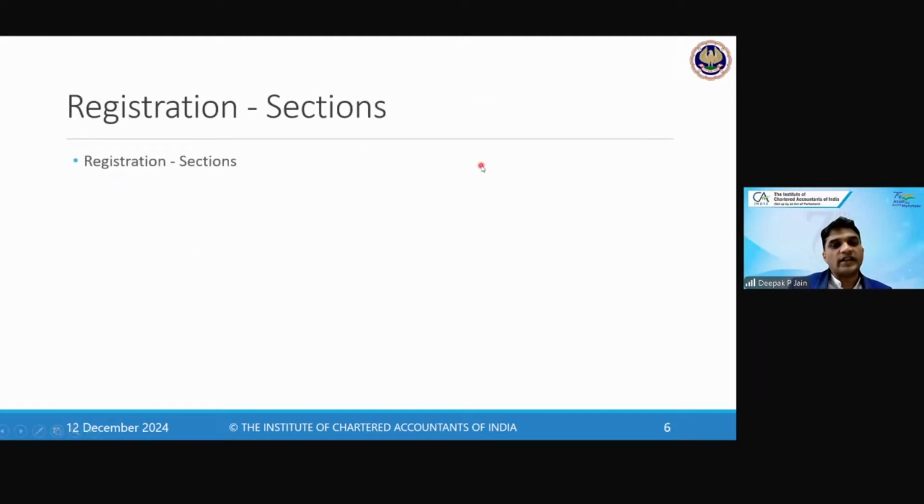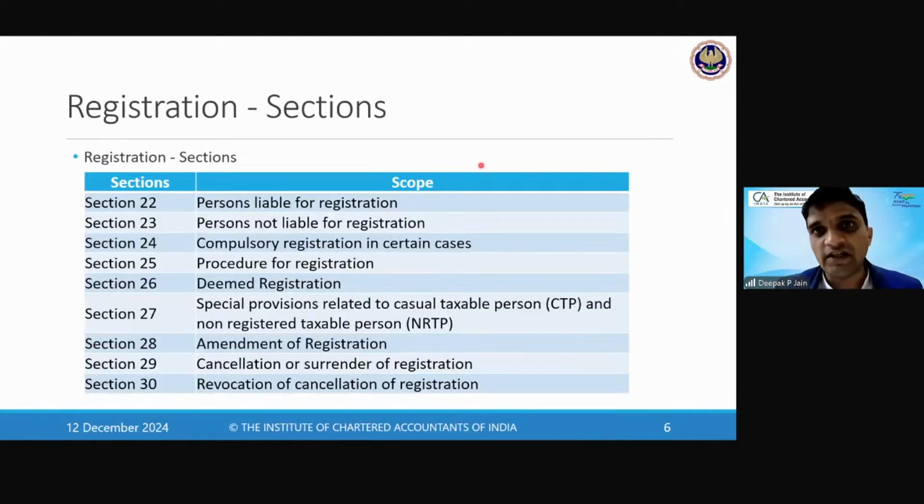Okay. Now, registration. What are the sections we will deal with in this registration topic? Section 22, person liable for registration. Section 23, person not liable for registration. There are some persons who are not liable for registration. That is covered in section 23.